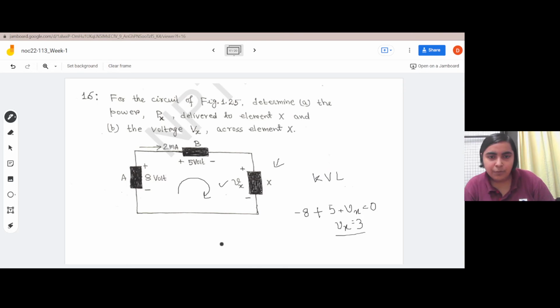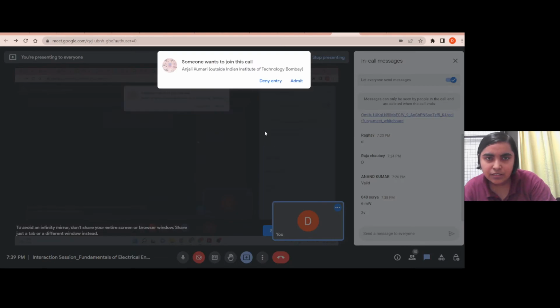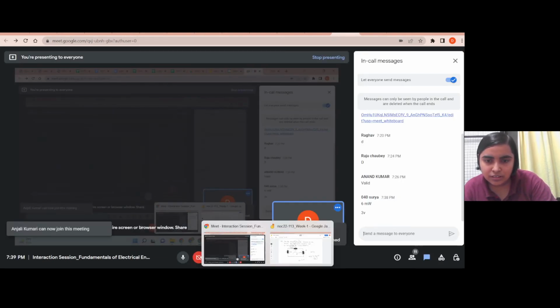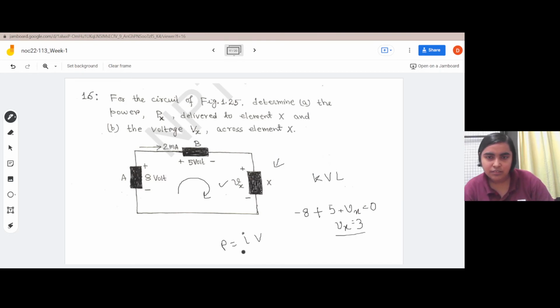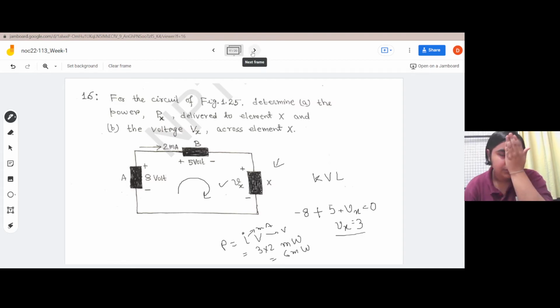And power consumed will be I into V, right? 3 into 2 milli. Since current is in milliampere and this is in volts, it will be milliwatt. 6 milliwatt. I hope it is clear to everyone. If not, you can unmute and ask. Everyone getting the same thing?